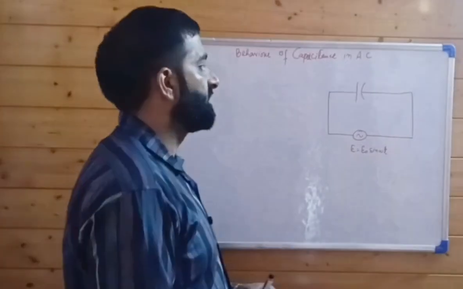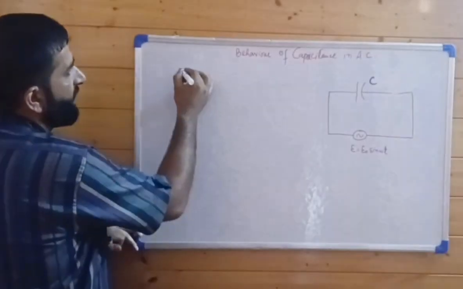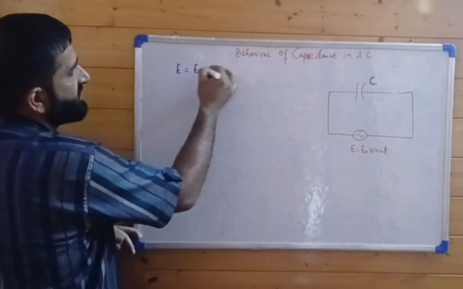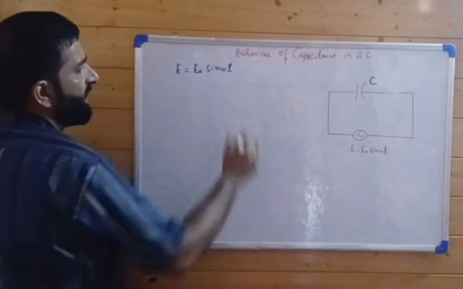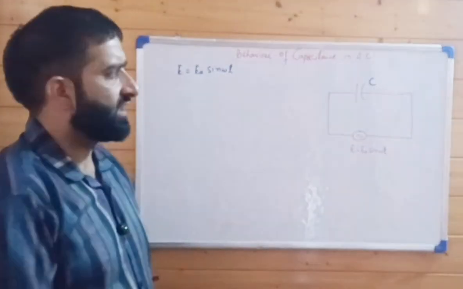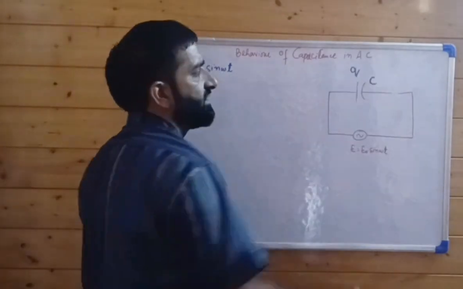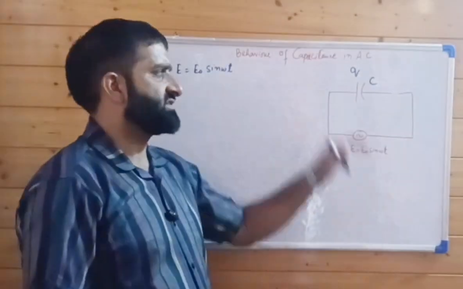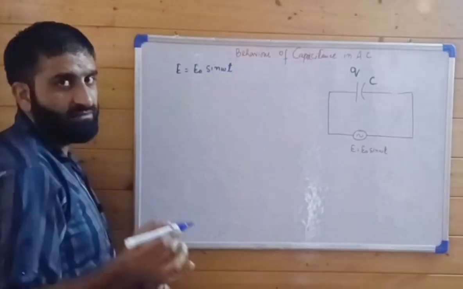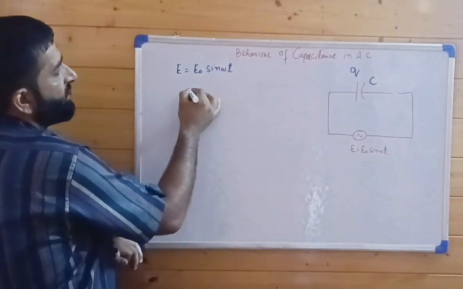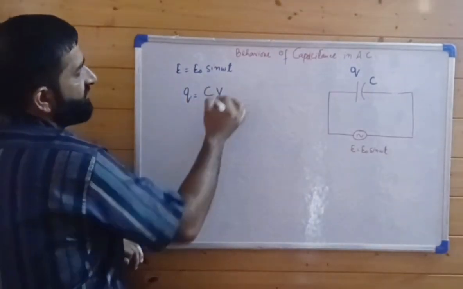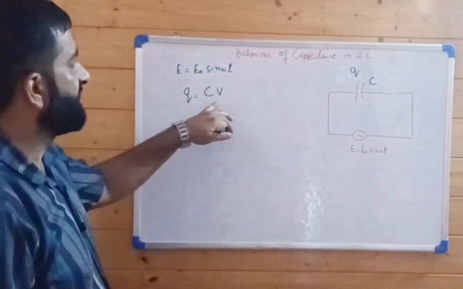Let us discuss the behavior of the capacitor in an AC. Here we have E is equal to E0 sine of omega t, and we know that when we connect a capacitor to a supply, the current flowing in the circuit charges the capacitor. Let the charge deposited on the capacitor be equal to Q. From the study of capacitance, we have Q is equal to CV, where C is the capacitance of the capacitor and V is the voltage.